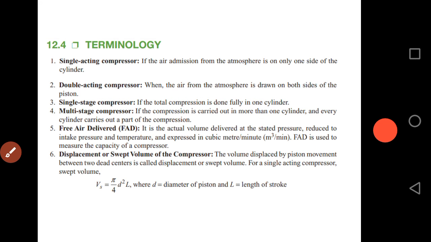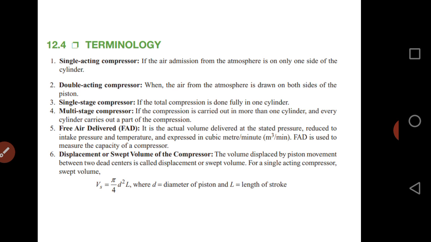Some of the terminology we need to understand prior to going for the working of the single stage and two stage air compressor. These are the single acting compressor and double acting compressor. If the air admission from the atmosphere is on only one side of the cylinder, we call it single acting. If it is on both sides of the piston, we call it a double acting compressor.